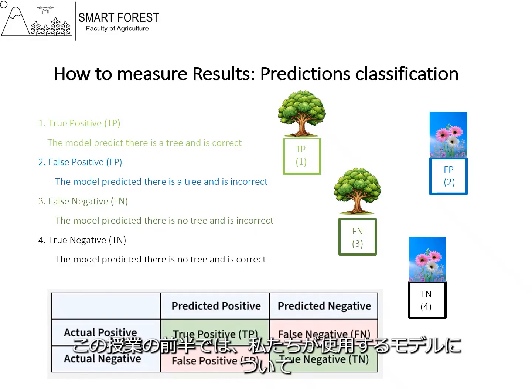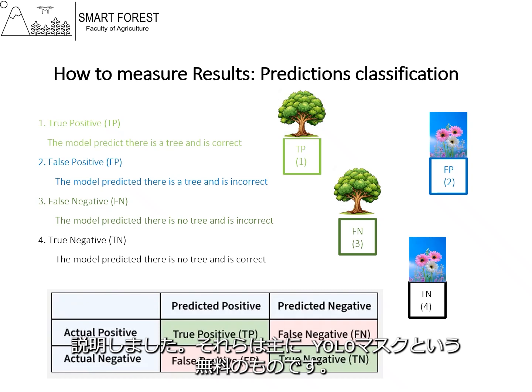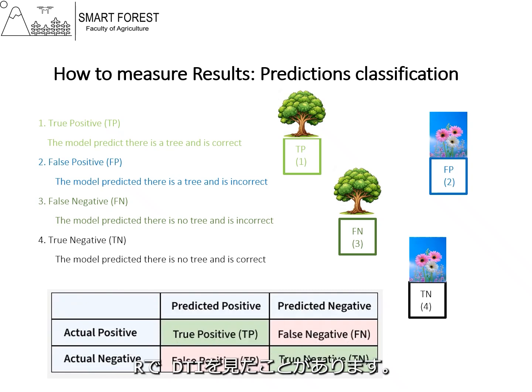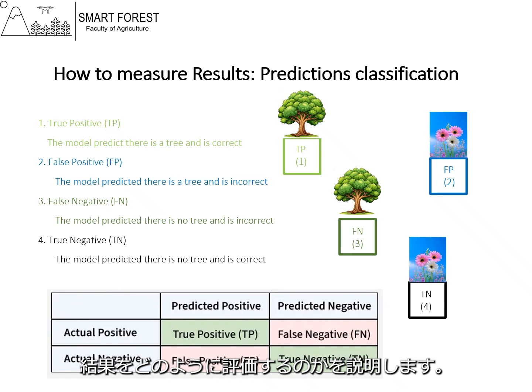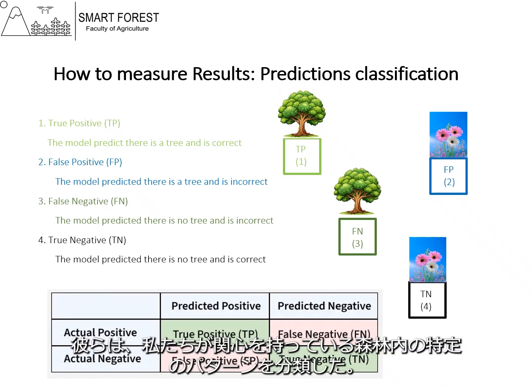In the first part of this class, we explained the models that we use, which are three mainly: YOLO, Mask R-CNN, and RT-DETR. So now I will explain how we evaluate the results of those models, because these models make predictions. They classify certain patterns in the forest that we are interested in.